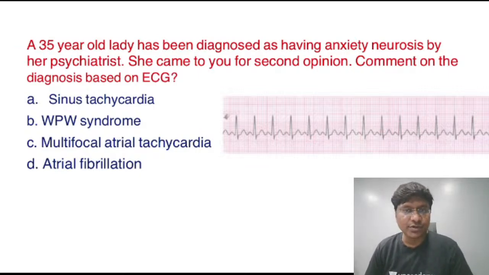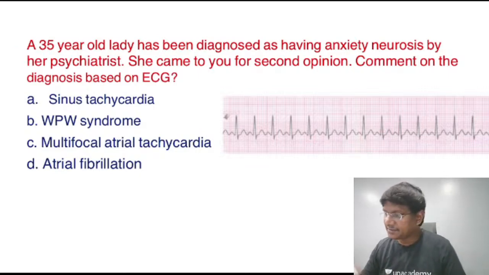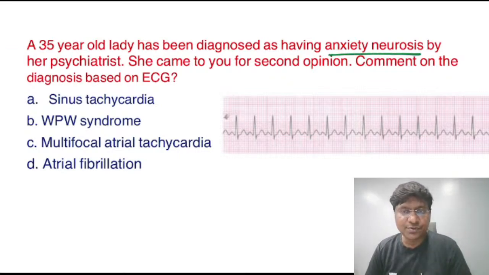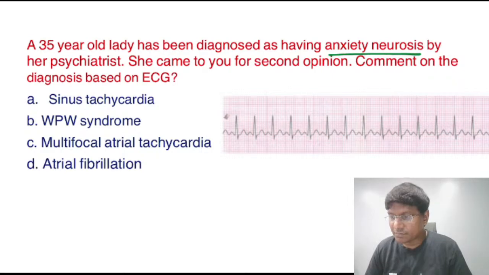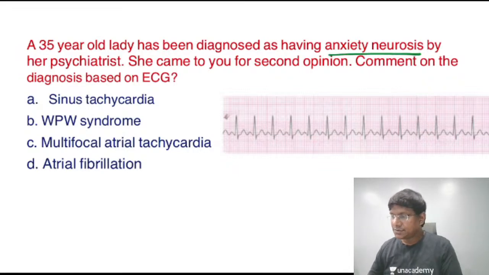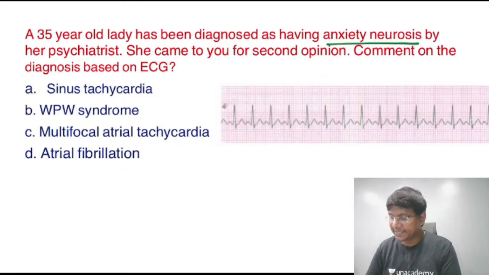A 35-year-old lady has been diagnosed as having anxiety neurosis by her psychiatrist. She came to you for a second opinion. Comment on the diagnosis based on the ECG. The options are sinus tachycardia, WPW syndrome, multifocal atrial tachycardia, atrial fibrillation. So, what exactly do you think?